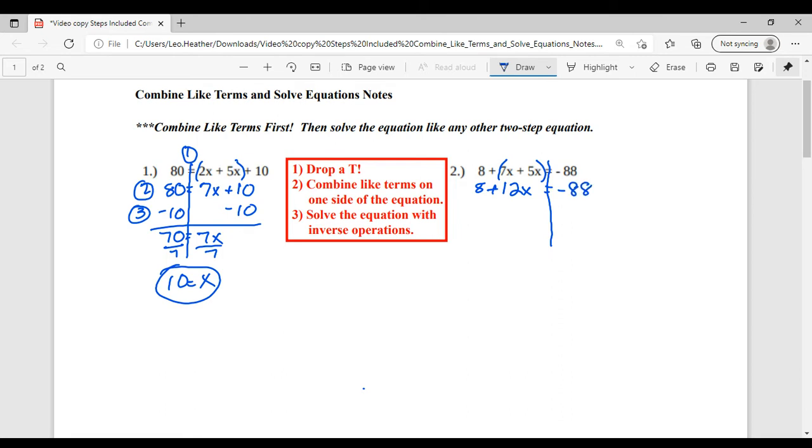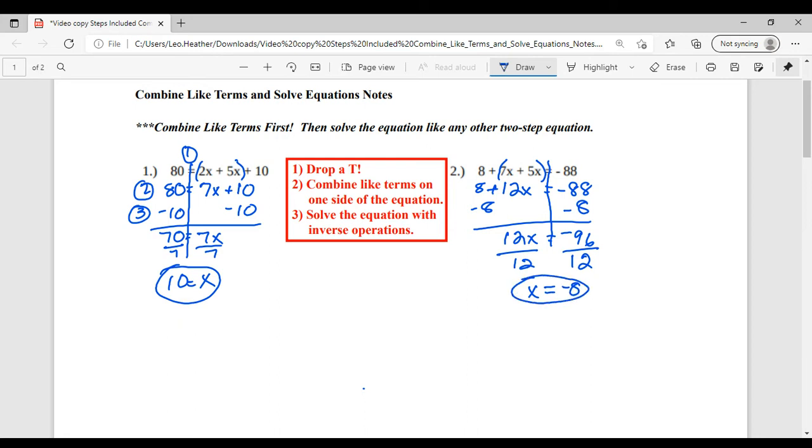And now use inverse operations to solve. So I'm going to minus 8 from both sides. 12x equals negative 96, and then divide by 12. And x equals negative 8.